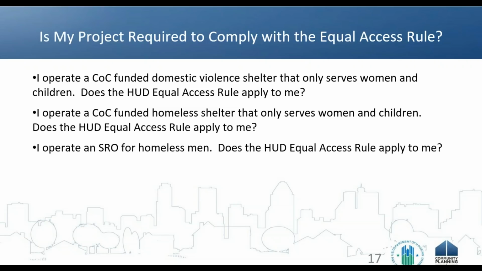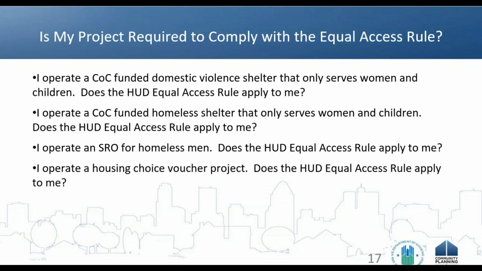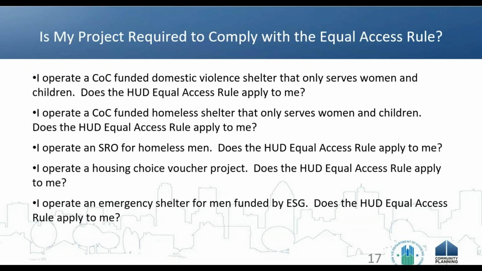So I know I'm running out of time here, so I do want to move this along, and so Ben, maybe you can pop through the other questions as we go. Just to be clear, the answer is yes. In all of these situations, the equal access rule does apply.